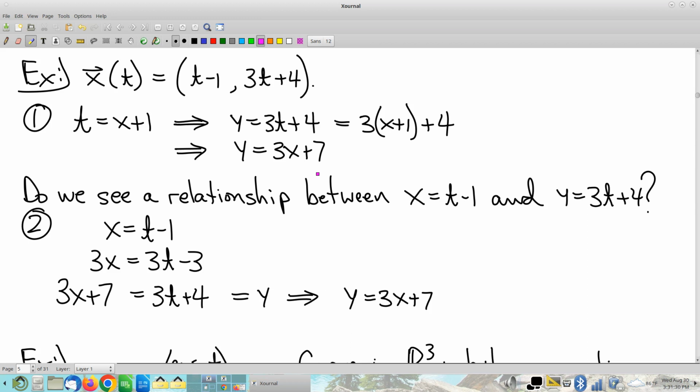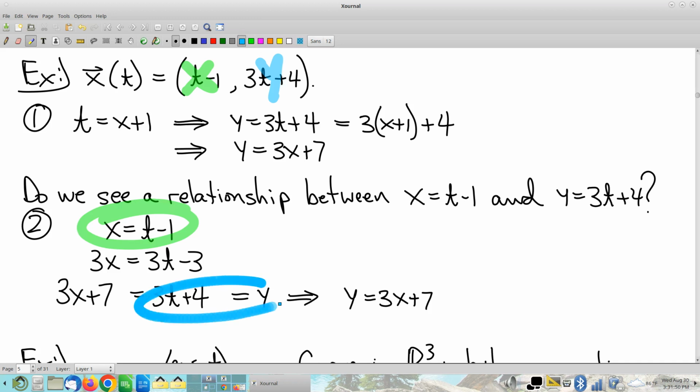So let's dive into the second one. Here we go. Again, don't forget, that's x and that's y. So what I'm going to do is I'm going to take the formula for x and ask, what do I have to do to this formula for x to turn it into the formula for y? What is this algebraic process that turns this into that?